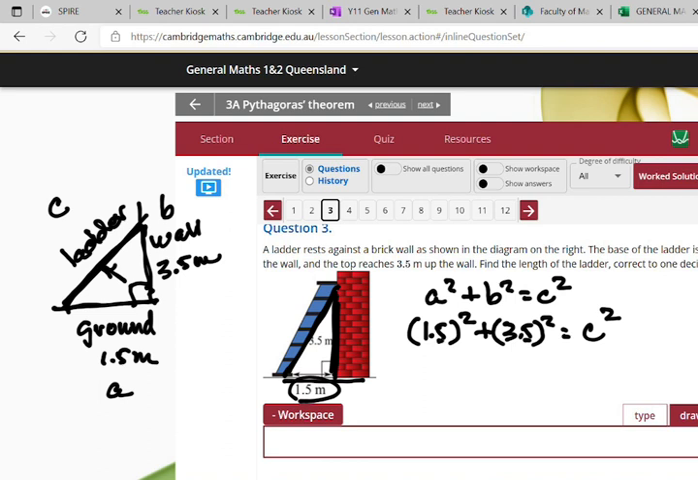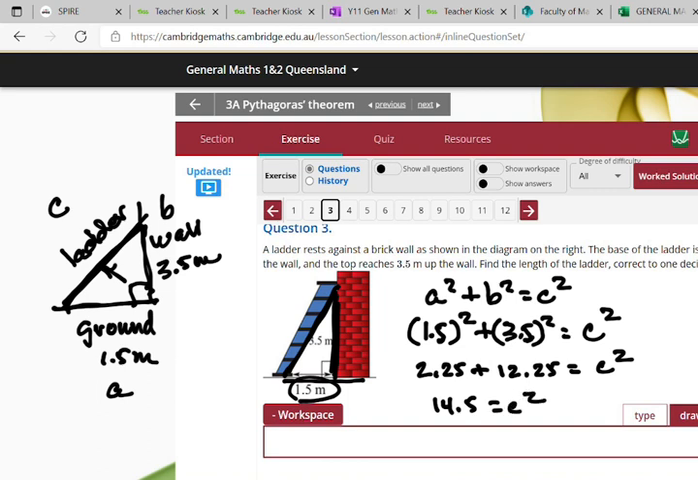1.5 squared is, someone please? Hopefully you all have your calculators. In a moment I'm going to be asking individuals to answer these questions. So, 2.25. Plus 3.5 squared, please, is? 12.25. And that equals C squared. Now it's just a matter of adding those together. So that's 14.5 equals C squared.